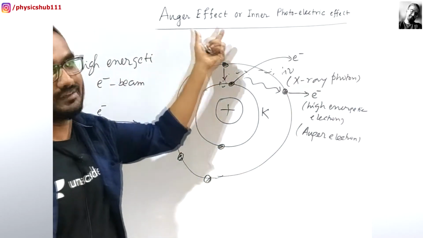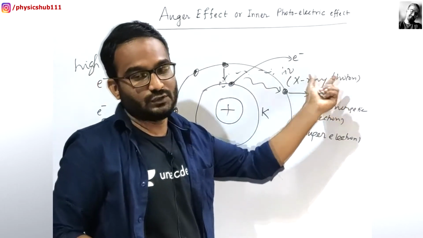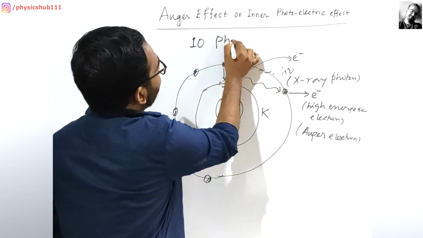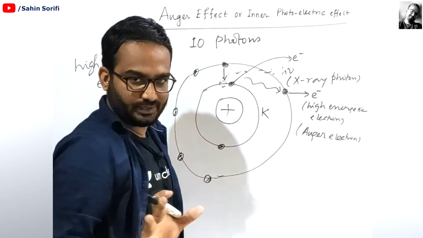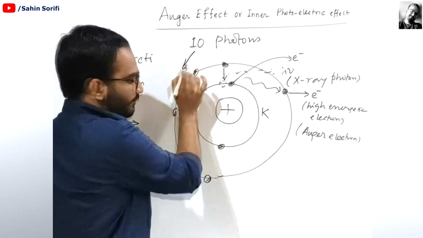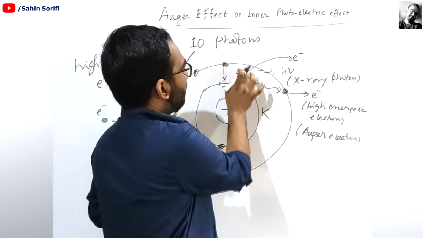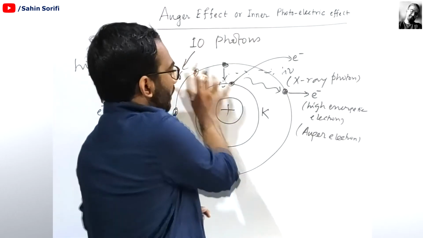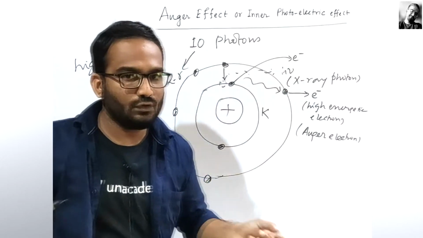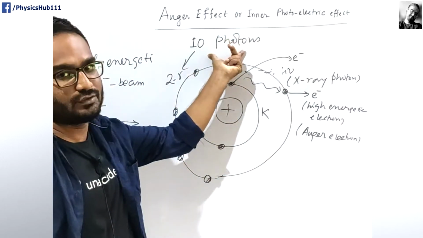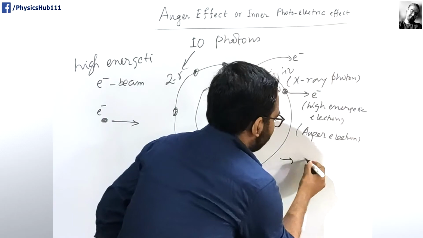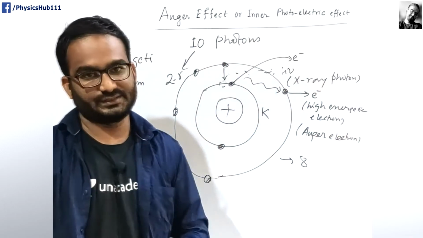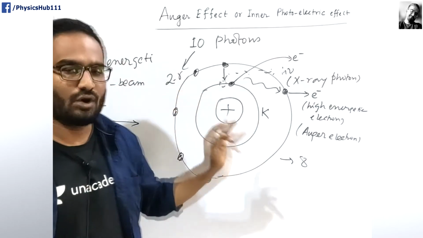Because of this Auger effect, the intensity of X-ray photons will be reduced. Let us say initially 10 photons were coming out of the atoms. Now out of the 10 photons, 2 photons are absorbed by these electrons and we are getting 2 Auger electrons. So instead of 10 photons, we will now see 8 photons emitting from the atom. So we can say the intensity of the X-ray photon decreases. This is all about the Auger effect.